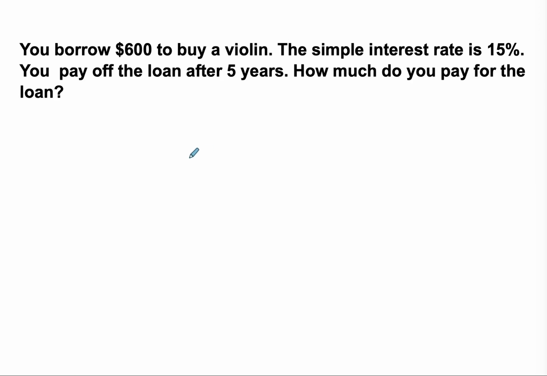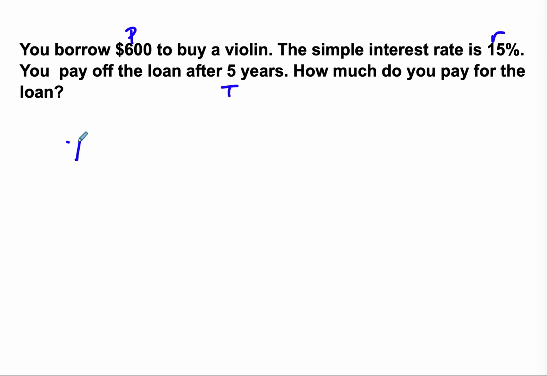All right, let's try this one. So you borrow $600 to buy a violin. The simple interest rate is 15%. You pay off the loan after 5 years. How much do you pay for the loan? All right, we borrow $600. That's our principal. This is our rate, 15%. Our time is 5 years. We want to know the total that you pay.